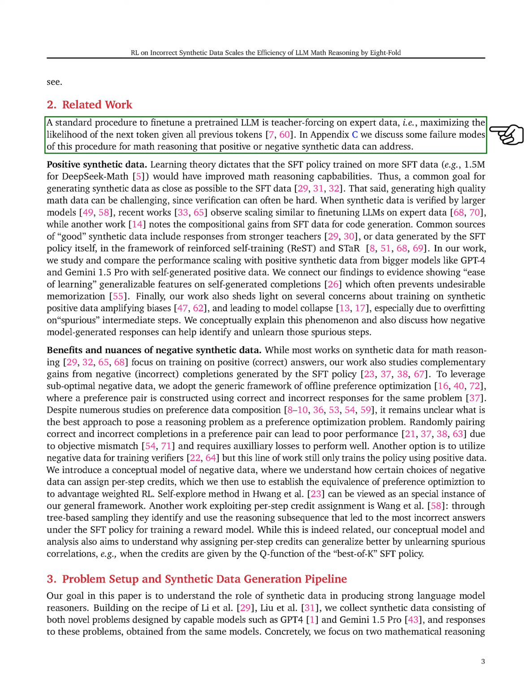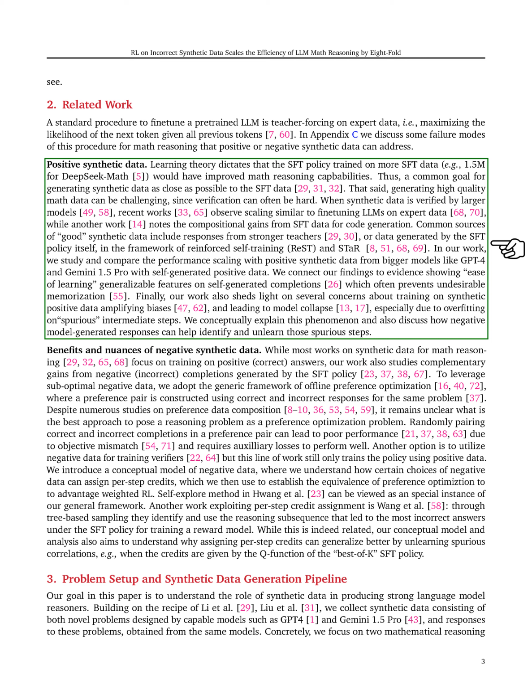Positive synthetic data involves generating additional data similar to the expert data to improve the model's math reasoning abilities. However, creating high-quality synthetic math data can be difficult due to the complexity of verifying its correctness. To overcome this challenge, researchers have explored different sources of synthetic data, such as responses from stronger teachers or data generated by the model itself using techniques like reinforced self-training. In our study, we compare the performance of using positive synthetic data from larger models like GPT-4 and Gemini 1.5 Pro with self-generated positive data.